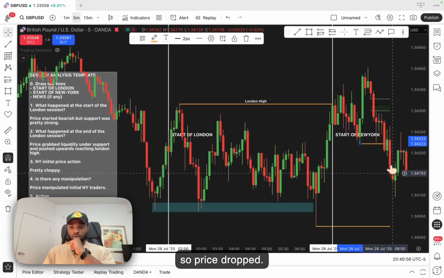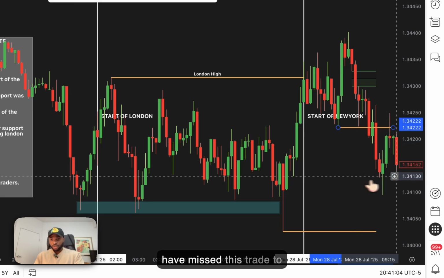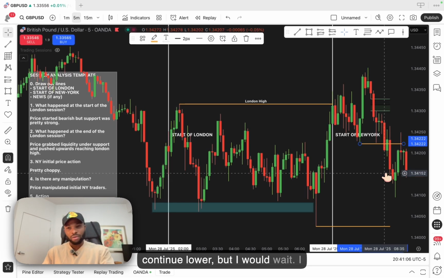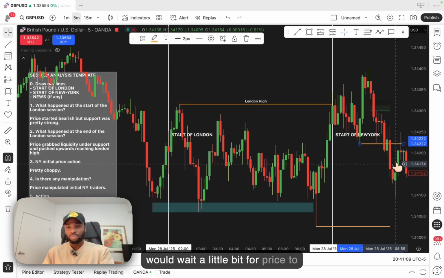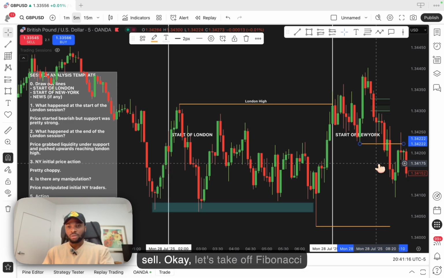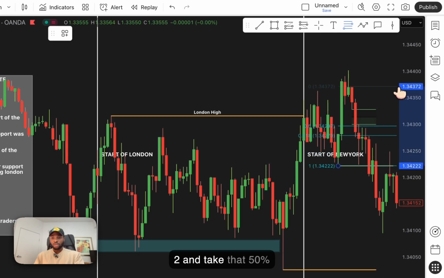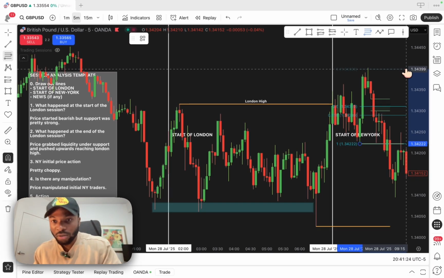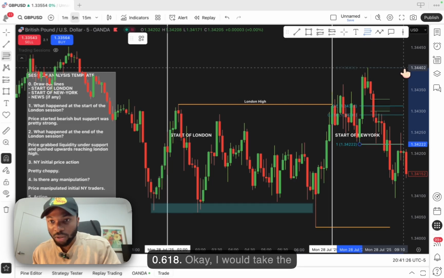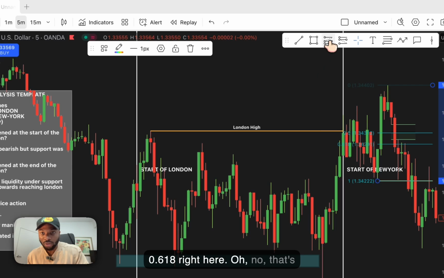Okay, so price dropped. Moved into this area. I don't know if I would have missed this trade to continue lower, but I would wait a little bit for price to come up in here, play around a little bit here, and then go for the sell. Okay, let's take off the Fibonacci tool and take that 50% or 0.618. Yeah, I would take the 0.618 right here.